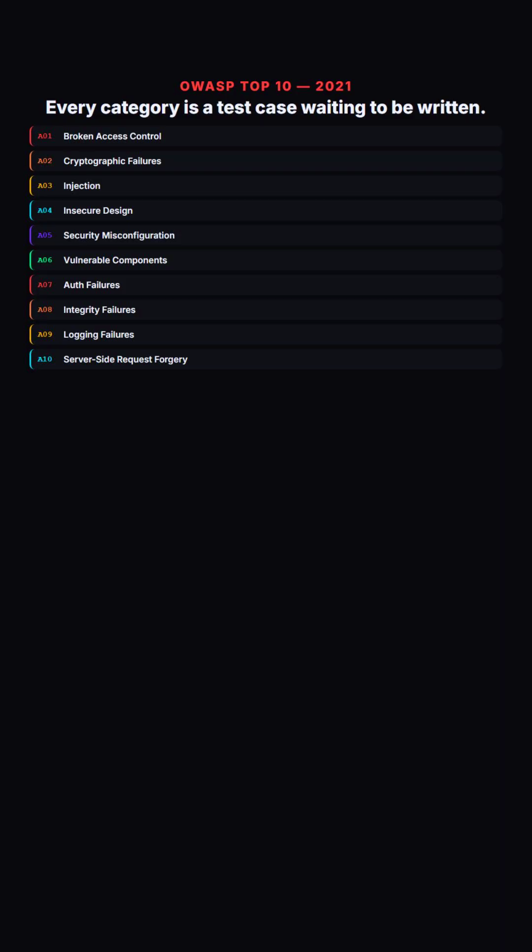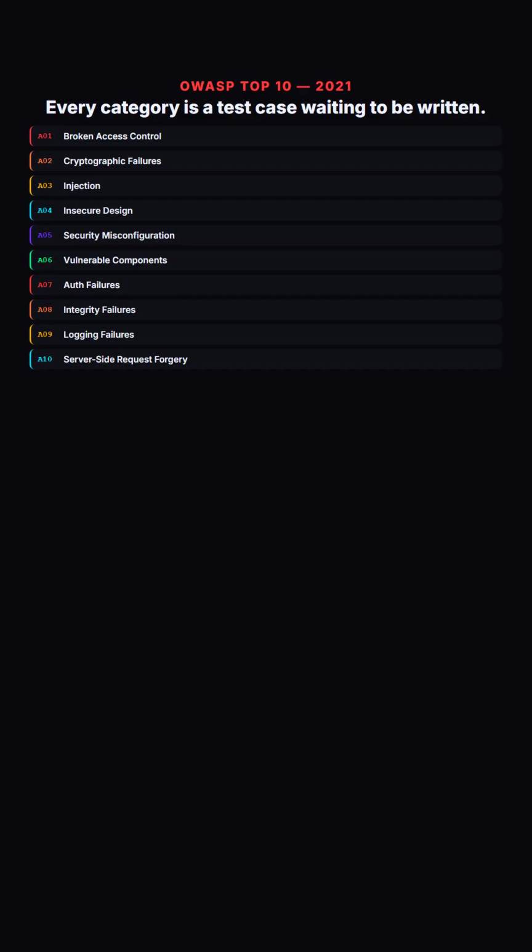And the 10 categories are: broken access control, cryptographic failures, injection, insecure design, security misconfiguration, vulnerable and outdated components, identification and authentication failures, software and data integrity failures, security logging and monitoring failures, and server-side request forgery. That list probably looks overwhelming if you have never worked in security before.